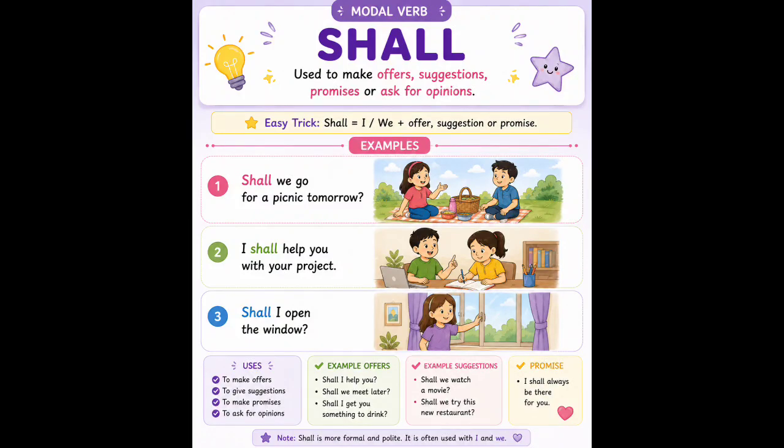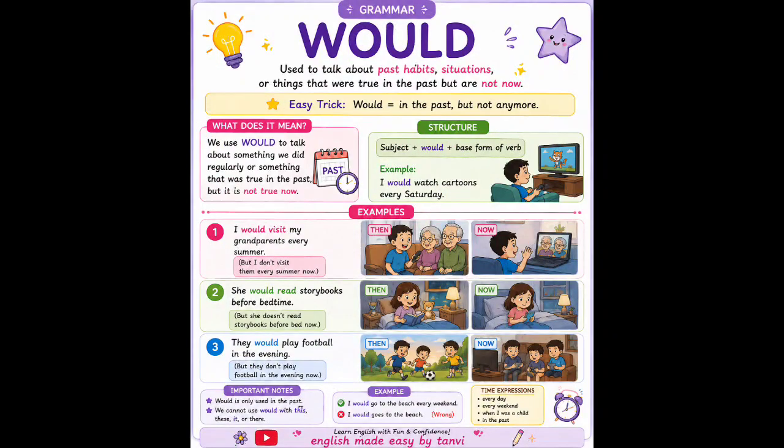Now, one important thing. Shall sounds polite, classy and formal. British English में ज़्यादा common है shall. Instead of saying, do you want to go? Sometimes you can say, shall we go? This sounds smoother and more elegant. Hope you will try to use shall in your daily English language.